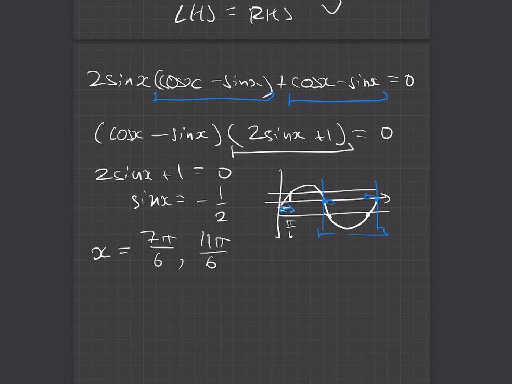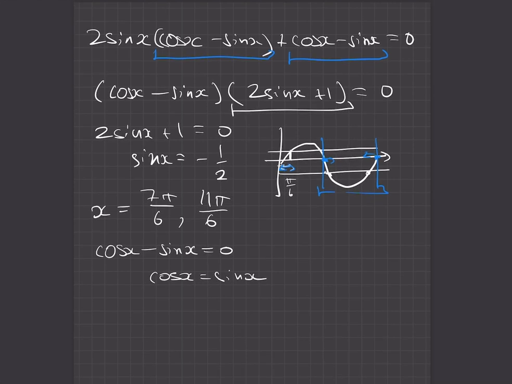And now let's look at the first bracket. So cos x minus sine x is equal to 0, which means cos x equals sine x. Now this is a tricky one because we can't deal with cos and sine. We need one trigonometric function. So what we can do is divide by cos x. So we're going to get tan x is equal to 1.